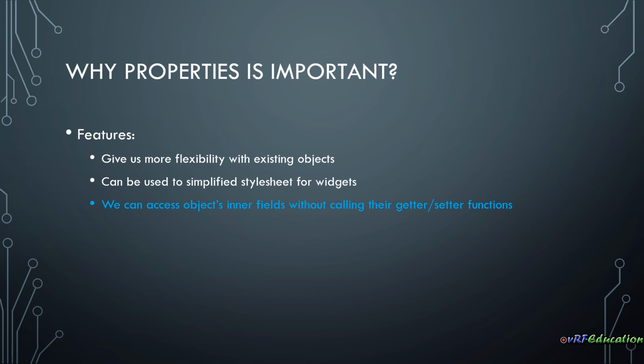As you can see in this slide, I listed 3 most important features of properties. First of all, properties give us more flexibility in using existing objects. If we need some piece of information that wouldn't save in object fields, we can use properties to save those values. Second important feature of properties will show up when you want to use CSS for styling your widgets. By using this feature, we can have more control on CSS selectors.